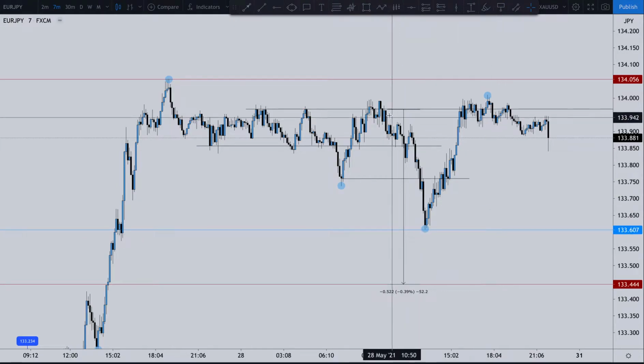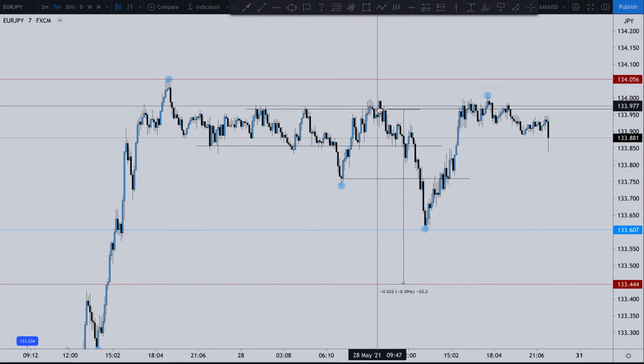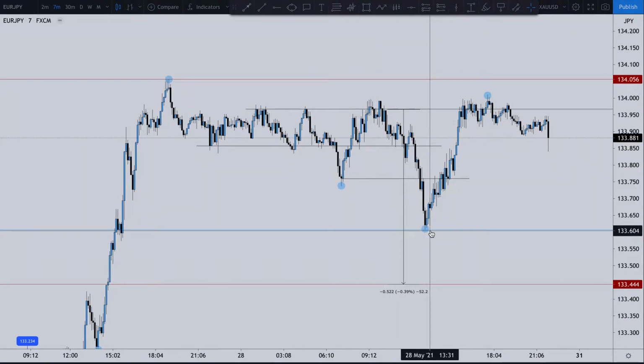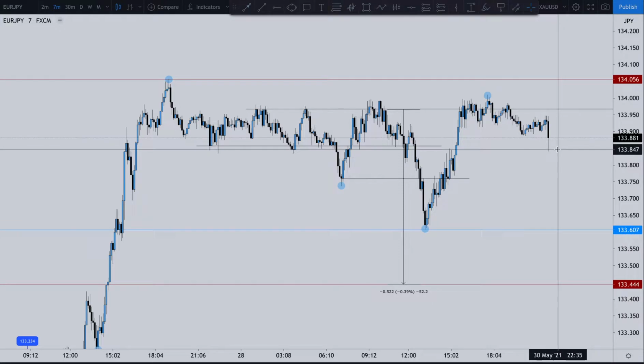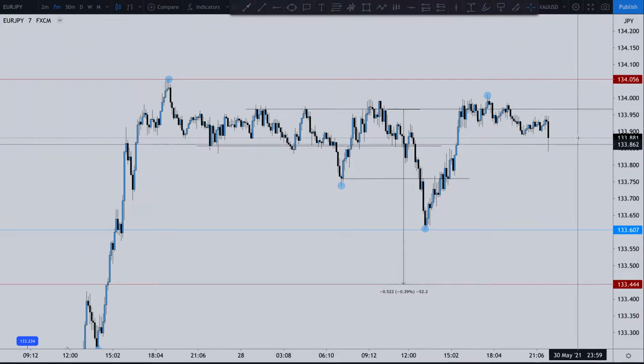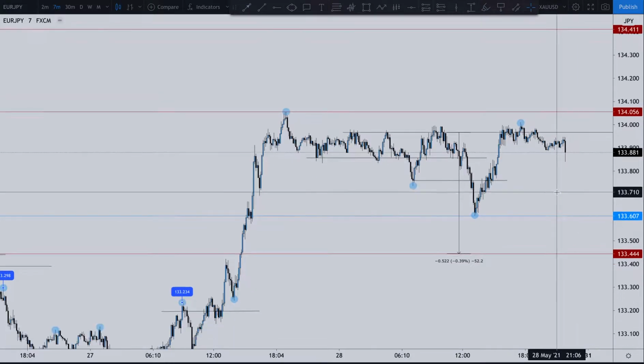And again, from here, let's just say 134 into 133.60, 40 pips or so. I was looking for around 50 to 60. We nearly got there, but then the market reversed and then came back up to base point. So this is obviously where it needed to close on the Friday, around 133.90 to close out the week.